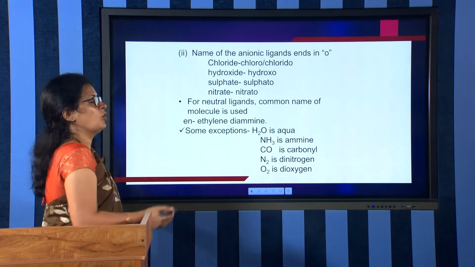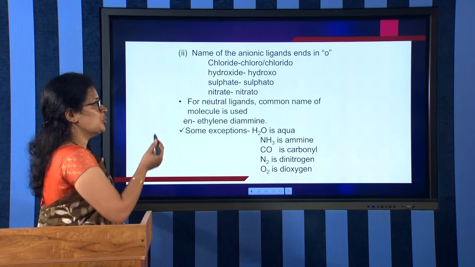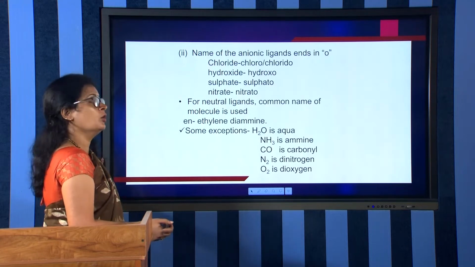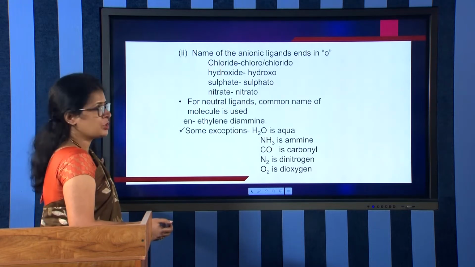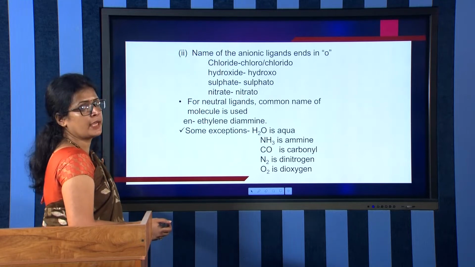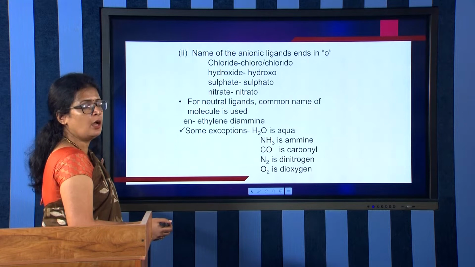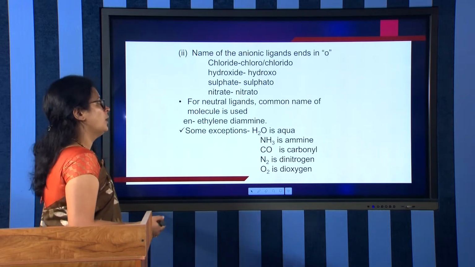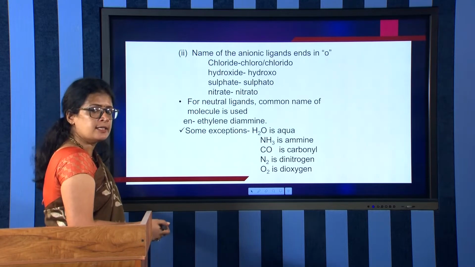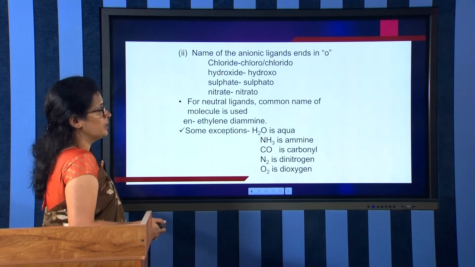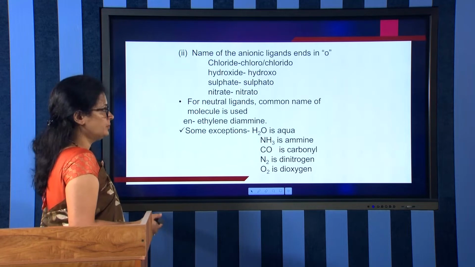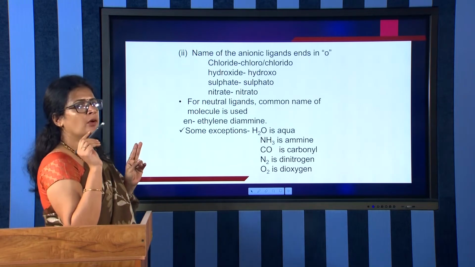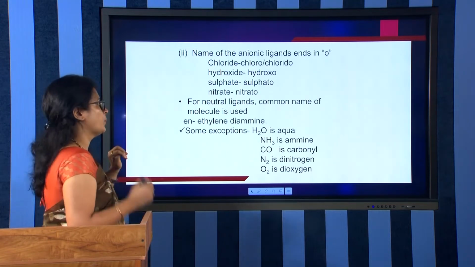For example, chloride is an anionic ligand. It should end in chloro or chlorido. Both can be used. In the case of hydroxide, it is hydroxo. The OH minus ligand is called hydroxide, and it should be named as hydroxo. Sulfate should end in sulfato and nitrate as nitrato. So, the anionic ligand should end with O.